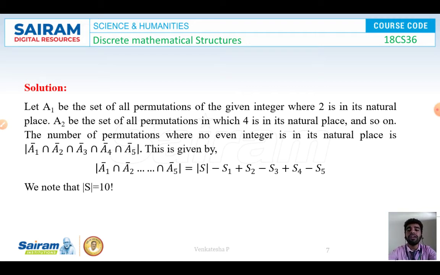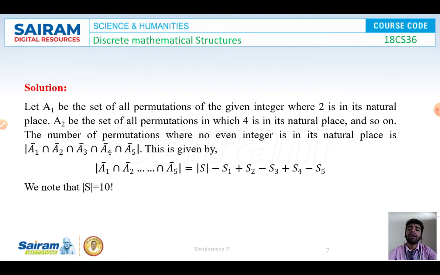The event A1 assumes that the even number 2 is in its natural place. The event A2 assumes that the even number 4 is in its natural place. The event A3 assumes that the even number 6 is in its natural place. The event A4 assumes that the even number 8 is in its natural place. The event A5 assumes that the even number 10 is in its natural place.